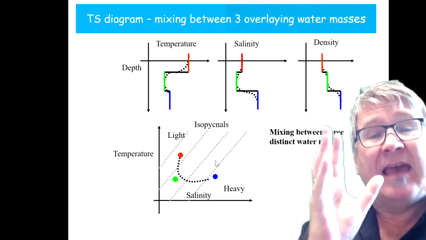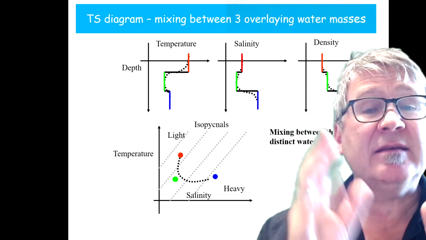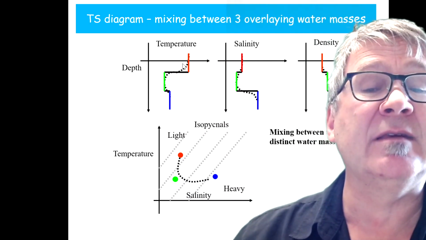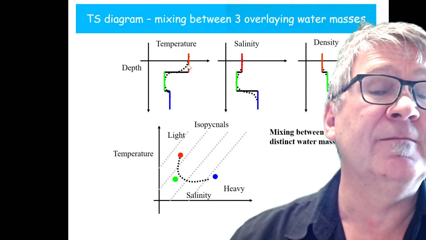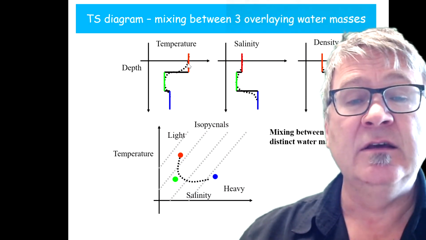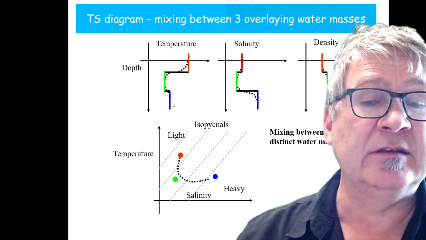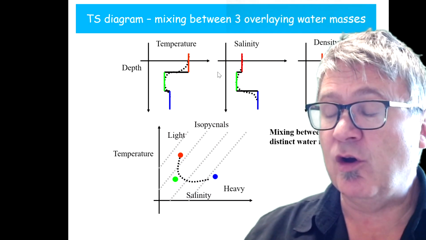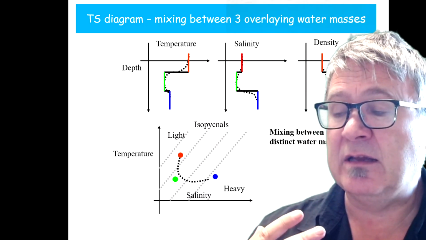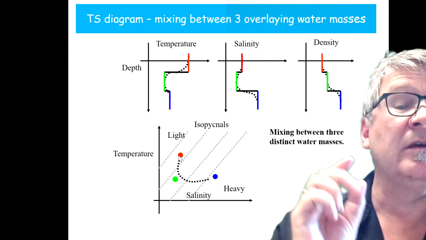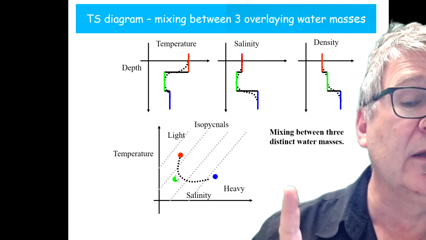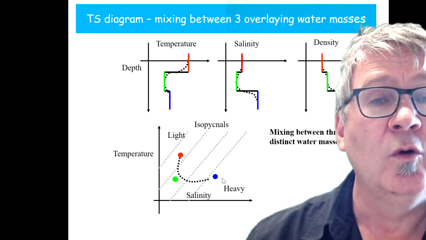So now how mixing happens in this example is that mixing happens at the interface. You can see what mixing does. It mixes away these sharp transition zones and you get smoother connections. These are the dotted curves in these 3 properties here: temperature, salinity, and density. And you can see you also get 2 mixing lines between red and green and between green and blue.